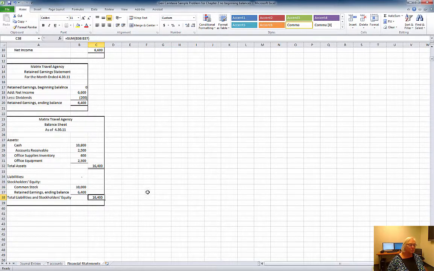Okay, that was a little bit simpler, a little less complex of a problem. You need to make sure you know all of the journal entries that you would make for the transactions in this sample problem and in the other sample problem for Chapter 2 that had beginning balances.